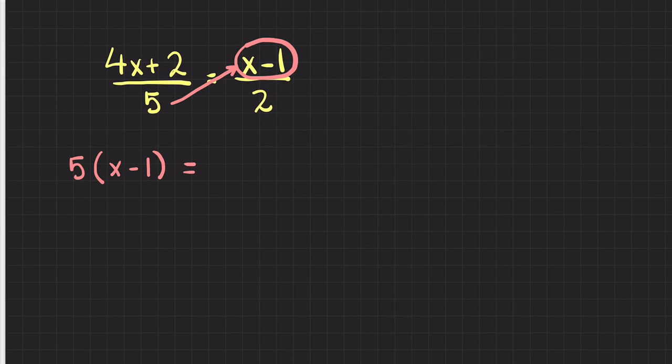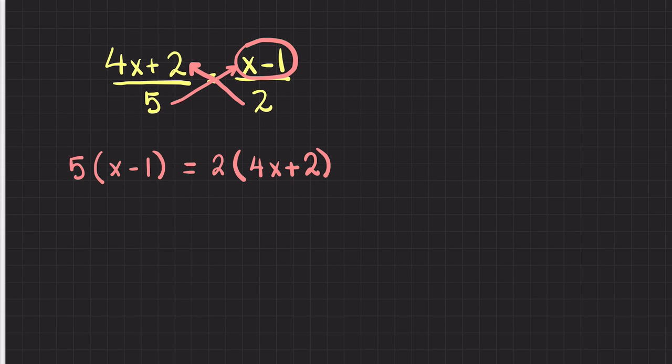Same thing on the other side if I do the cross multiplication. This 2 needs to multiply all of this, the 4x plus 2. So for that, I need to use parentheses so that the 2 multiplies all of the 4x plus also the 2. So now I need to solve as always at this point.